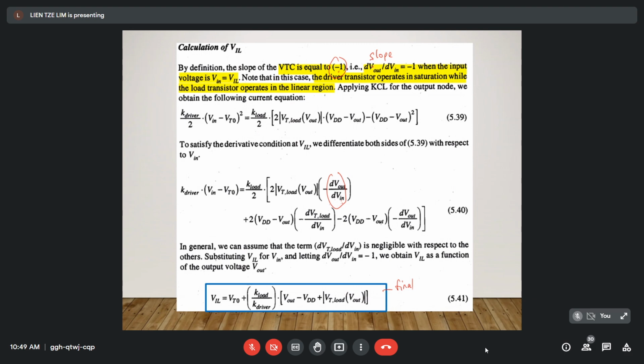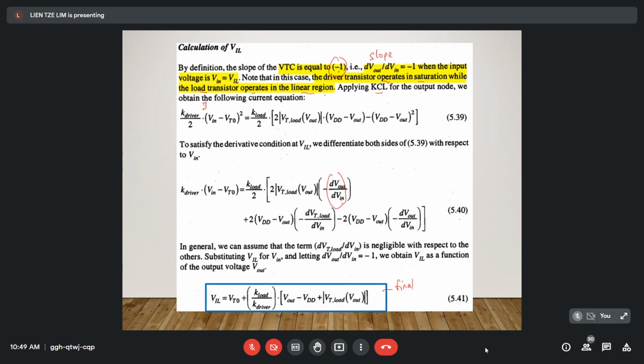This is dVout over dVin. So Vin is equal to input low. When it is equal to input low, then the driver transistor operates in saturation, while the load transistor operates in the linear region. The derivation of the formula is shown here in equations 5.39 and 5.40, using Kirchhoff's current law.